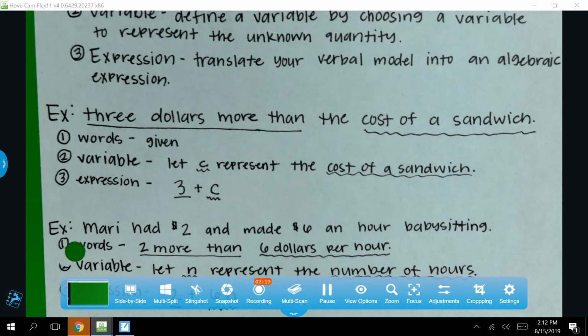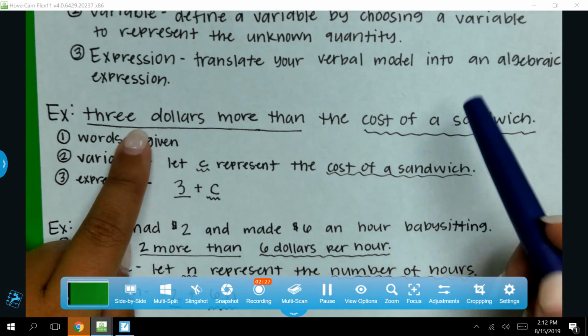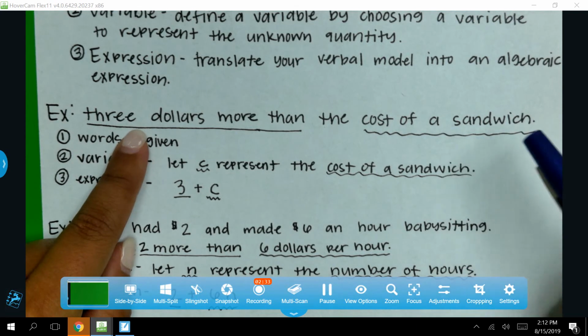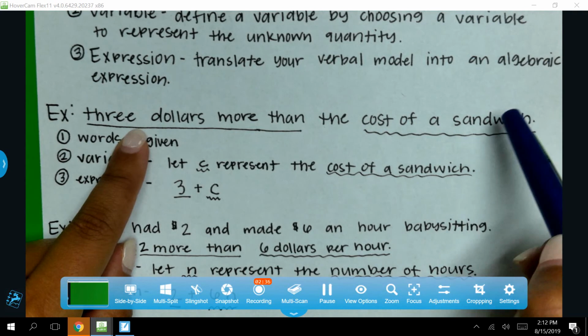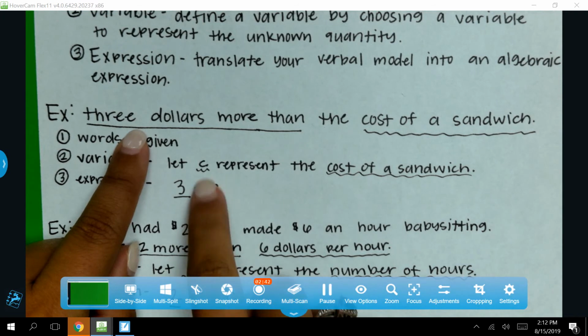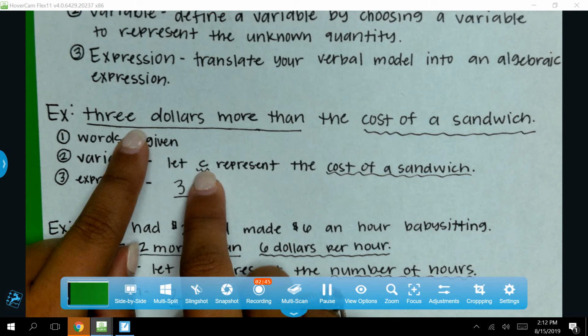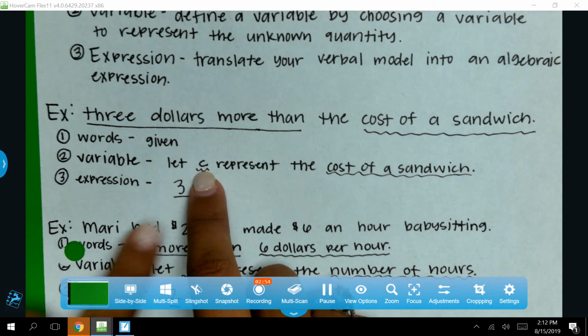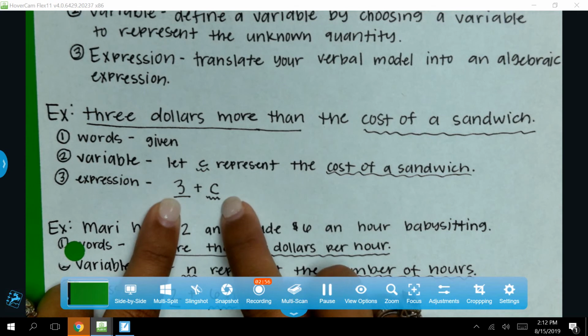$3 more than the cost of a sandwich. So first thing is to figure out what's important. So this whole thing, for the most part, is important. $3 more than the cost of a sandwich. Do I know how much that sandwich cost? No. So I need to figure out what variable to use. Because I don't know the cost of a sandwich, that's why that's going to become a variable. And so I chose C just for cost. And you do know that it's $3 more than that sandwich. So more than means you're going to be adding. So that means I have 3 plus the cost of the sandwich, which is C. So 3 plus C is my expression. Okay?